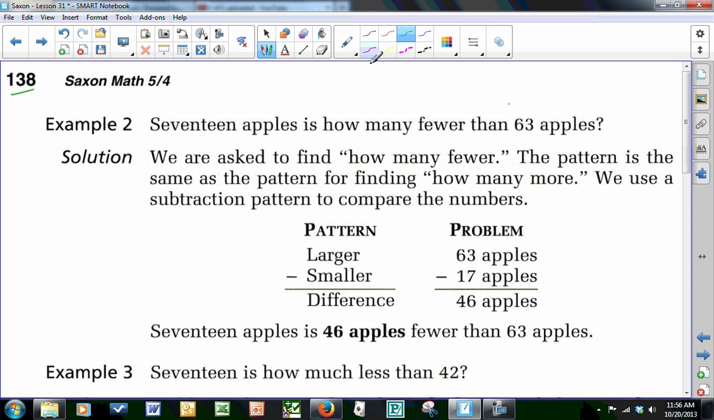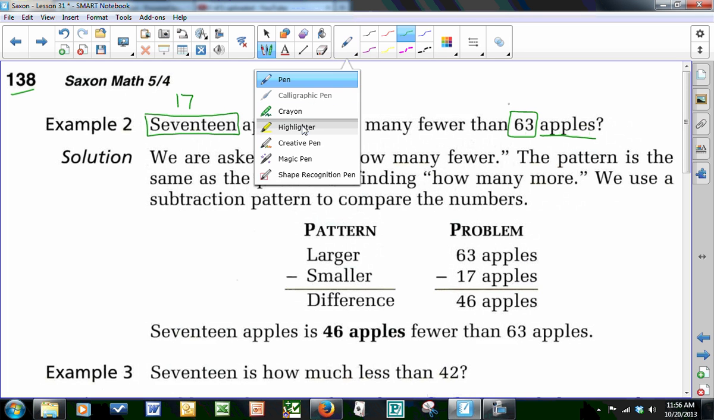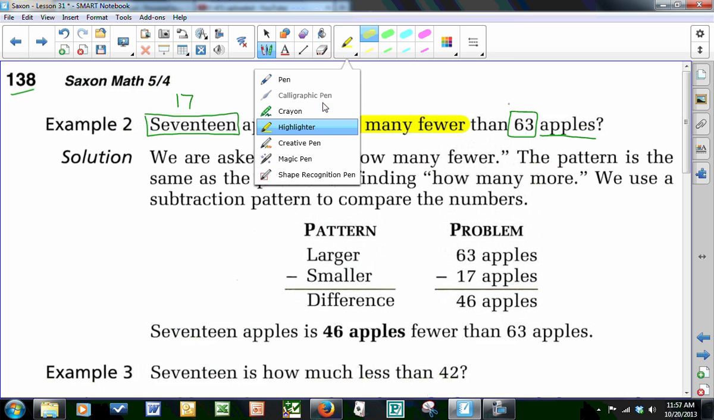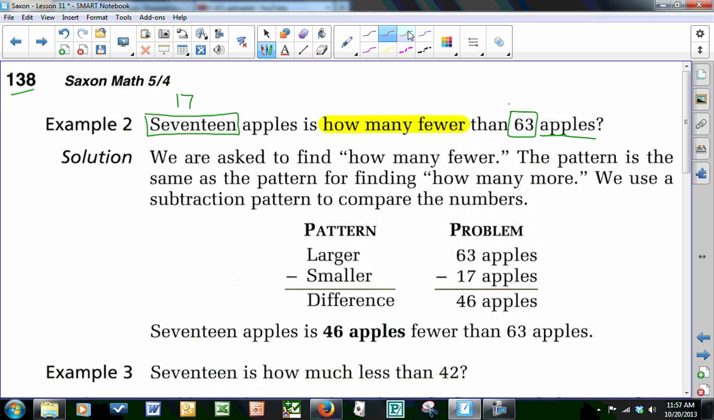Okay, let's do some real reading. First of all, we know what two numbers are we going to compare. 17 apples, written in word form, there's digit form, and we're comparing that to 63 apples, and apples will be our label. Let's highlight this important phrase here. On the previous page, we saw that how many more was a subtraction pattern. But here's another clue phrase, how many fewer. How many fewer is also a subtraction pattern. So you're just going to have to learn to look for these clues.